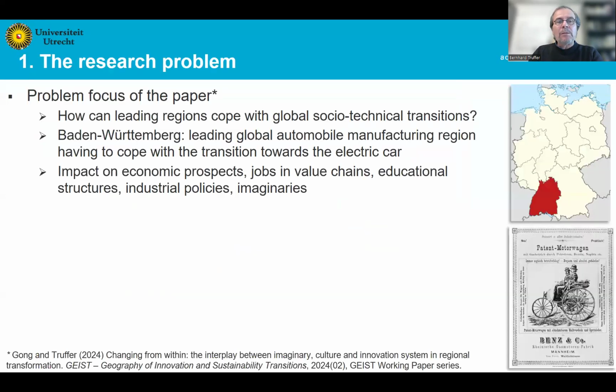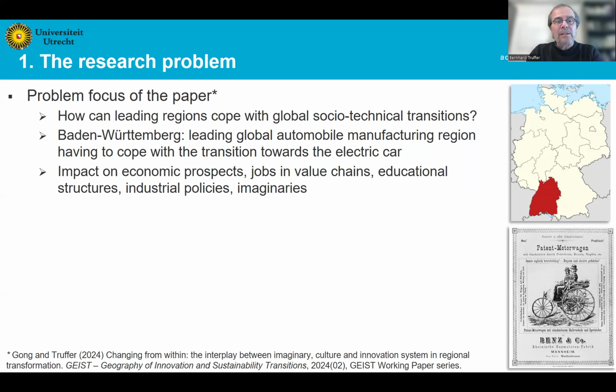So the research problem that we addressed was in a paper with Hu and Gong, where we asked how can a leading region cope with a global socio-technical transition. So Baden-Württemberg in the south of Germany is one of the leading global automobile manufacturing regions that have to cope with transition towards the electric car. Perhaps remarkably, Baden-Württemberg is considered to be the home of the internal combustion engine, and it calls itself also the cradle of the automobile.